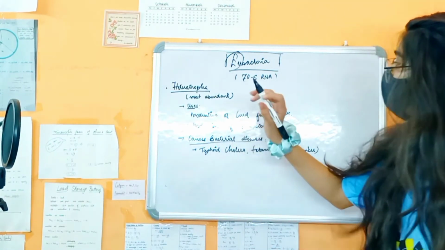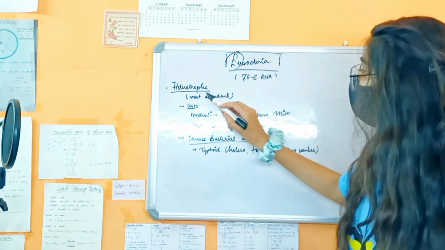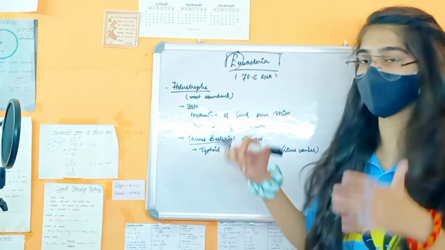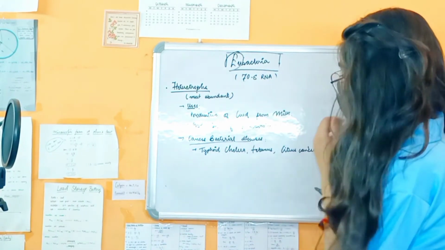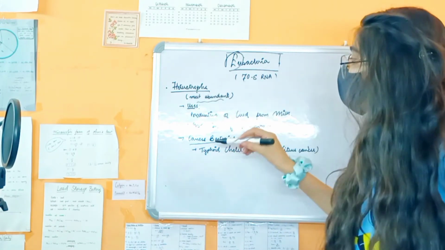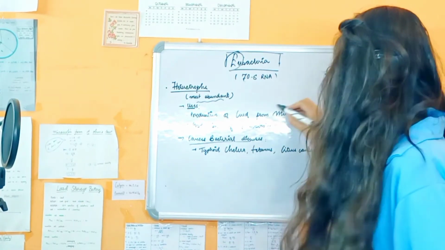Okay, so this is all about heterotrophs. Not all about heterotrophs, but these heterotrophs are most abundant. This is all theory, so I just skipped the writing part of it. So heterotrophs, most abundant bacteria, are used in the production of curd from milk, like Lactobacillus.